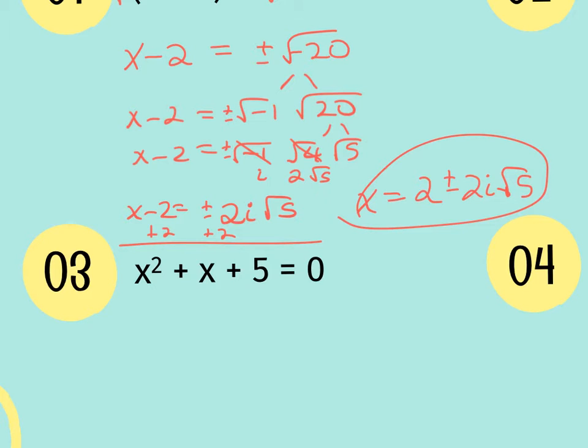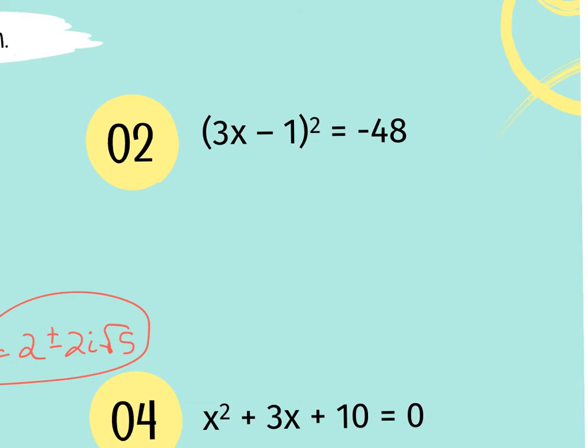All right, next one. Same thing, it's already set up perfectly to use the square root method. Because notice on the left side, my square term is isolated. So I'm going to square root the left side, square root the right side. Square rooting that 3x minus 1 squared just makes it come out.